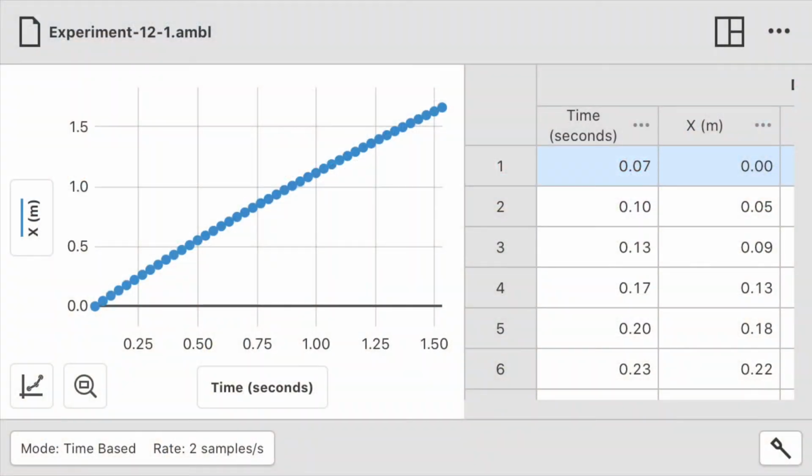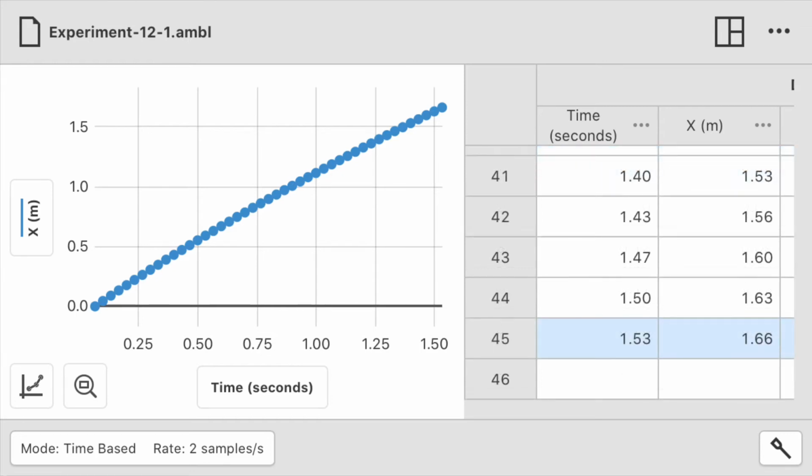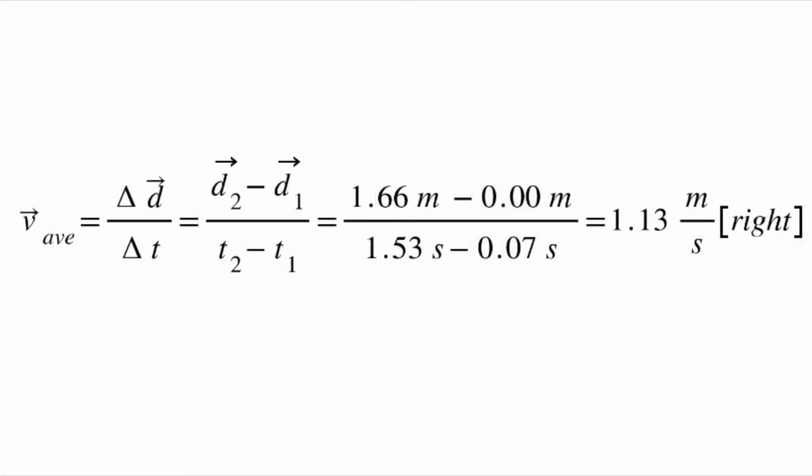So the data that was created was this, and you can see the initial time at 0.07 coincided with the initial position at 0.00, right on the reference point itself. So the final position reached by this rolling drum was 1.66 meters right of the 0 meter reference point at a time of 1.53 seconds. So try the velocity calculation with the data that you saw in the last two clips, and you will get what you see right here. Velocity of 1.13 meters per second to the right.